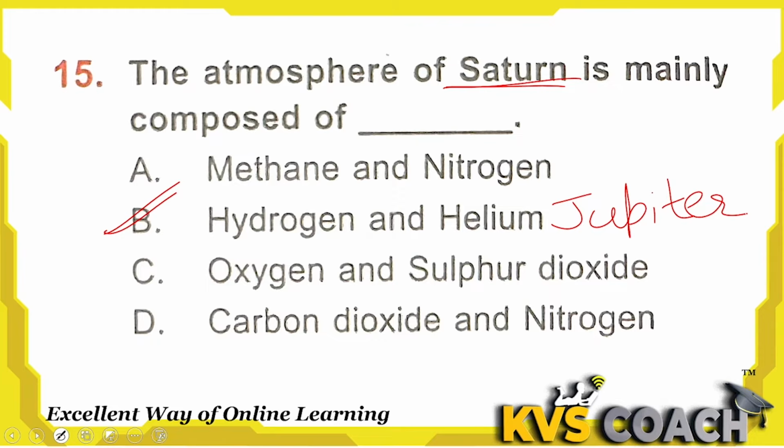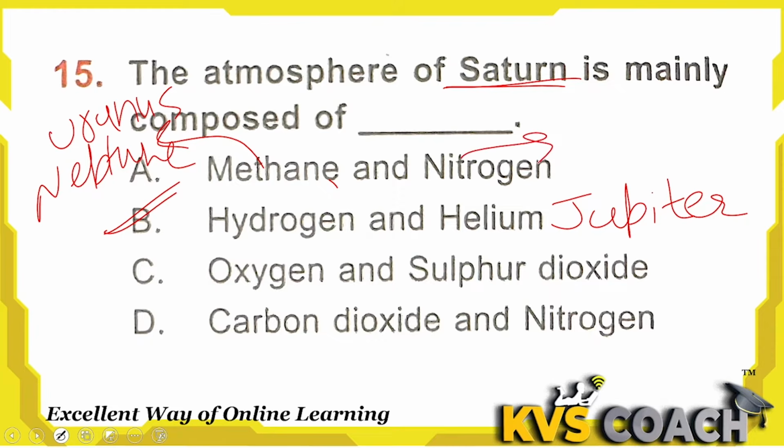Other options like methane. Methane you can find on the planets Uranus and Neptune. And nitrogen you can find on the moons of Saturn and Neptune. And oxygen you can find on the Earth. And carbon dioxide can be found on Venus and Mars. But the right answer for Saturn is hydrogen and helium. Option B is the right answer here.